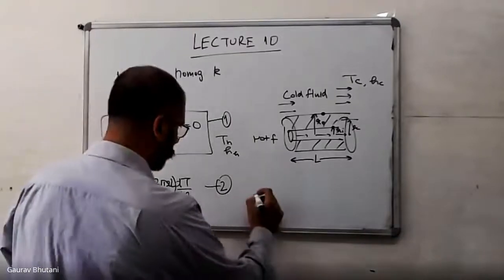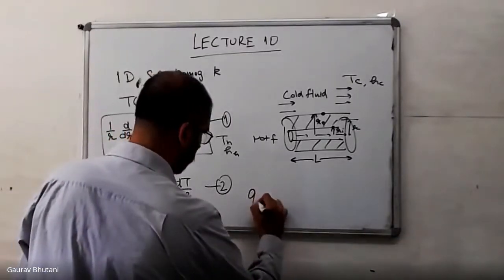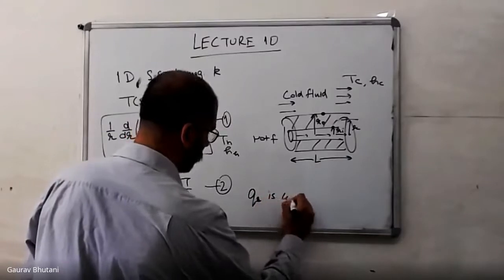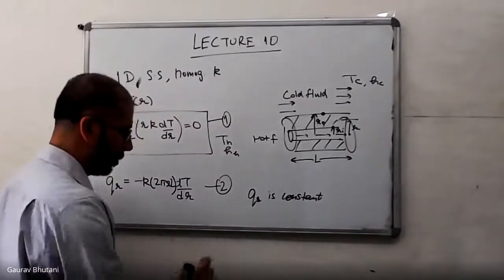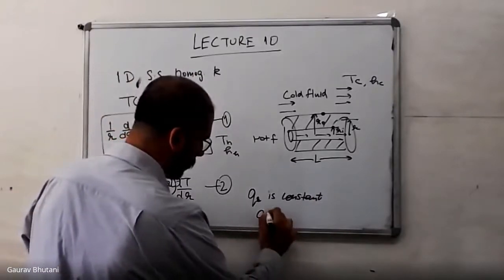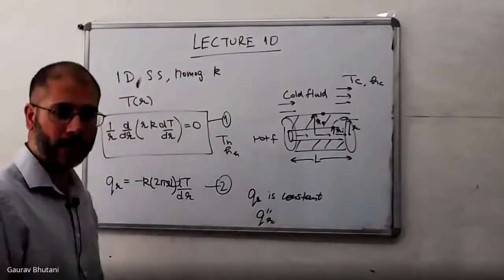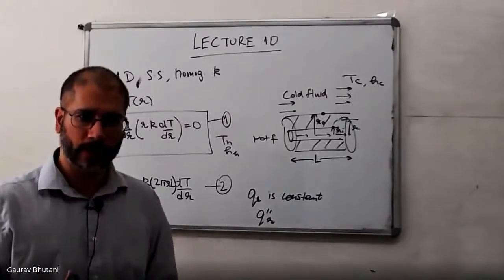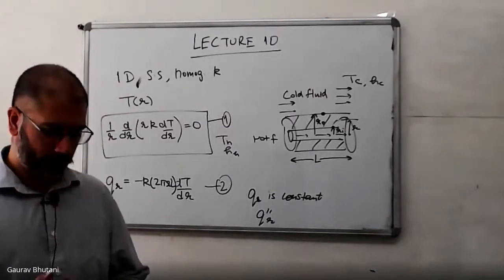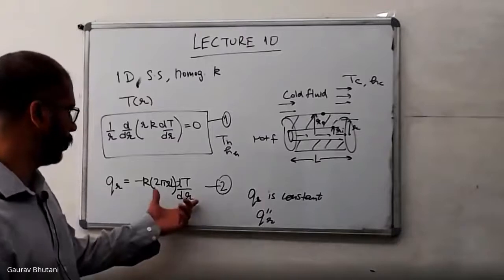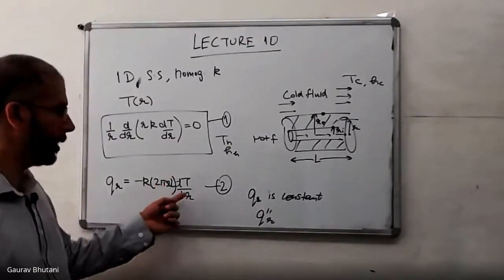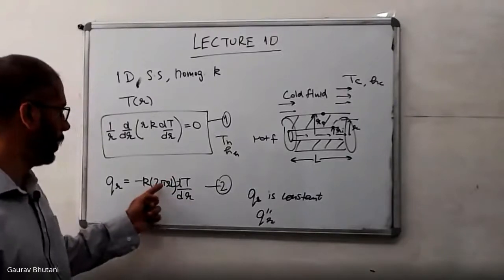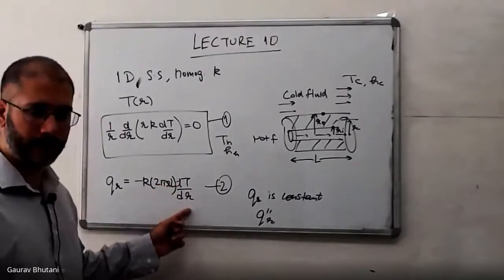So what we see is that this QR is constant. Remember that QR double prime, which was the heat flux, is not constant in this case, because the heat flux is this per unit area. So that's QR divided by 2 pi RL. So K times dT by dr is not a constant. It's K times R times dT by dr that is constant.